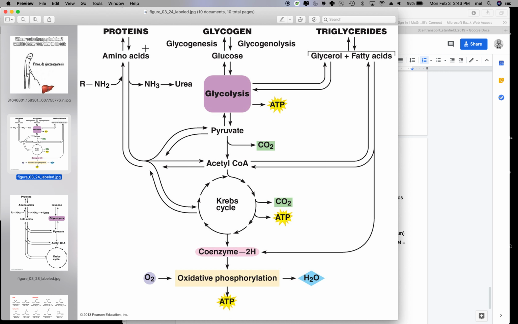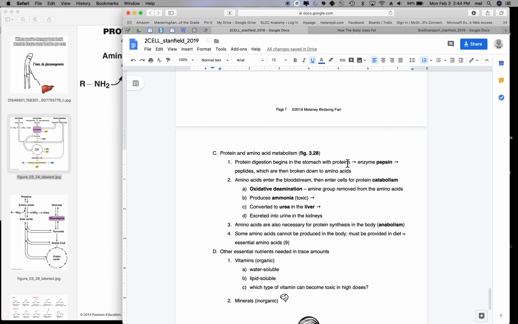And then the last thing that we have to do is talk about how you can use proteins to generate ATP via catabolic processes. And this we're not going to do in a ton of detail, but proteins generate about as much ATP per gram as carbs do, and fats generate the most. But of course, you can use proteins for other things. So let's talk about this.